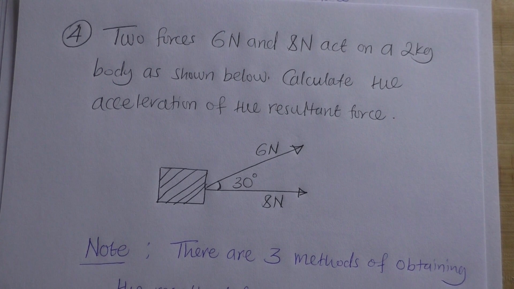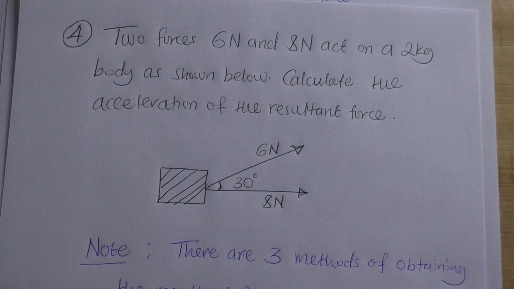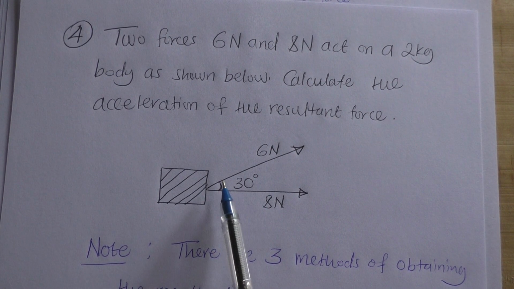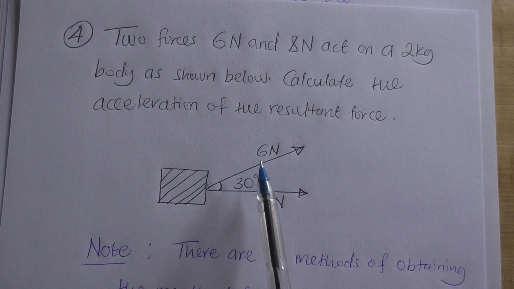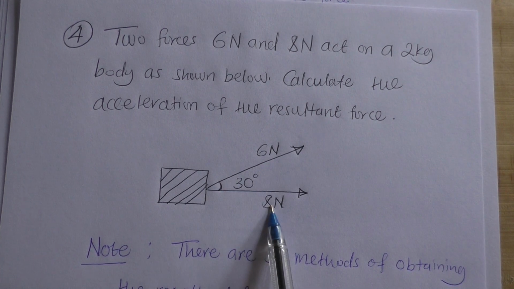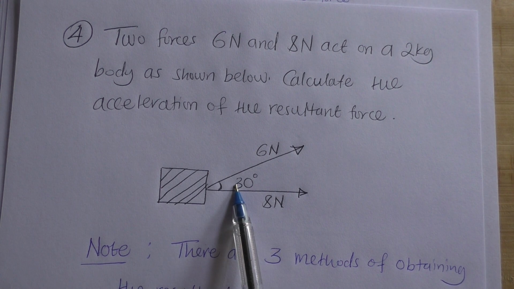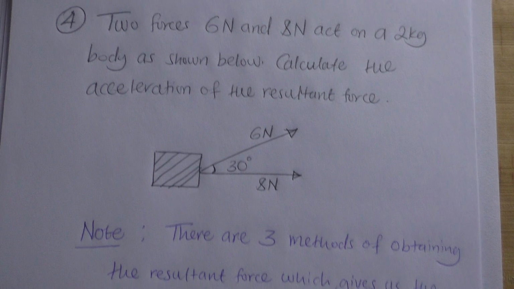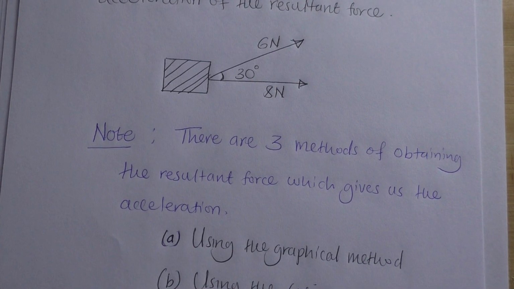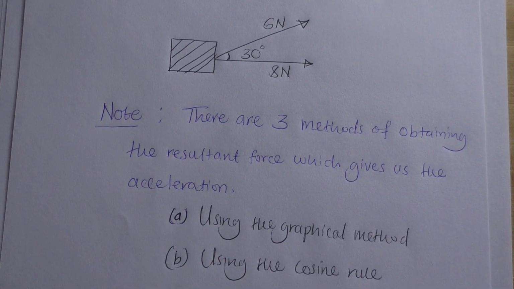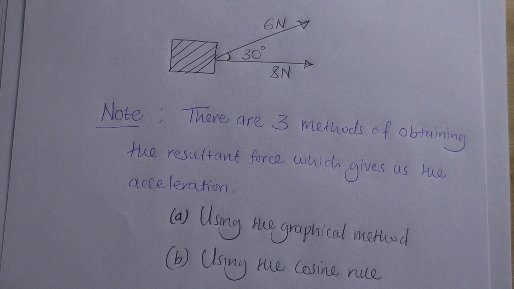So we have two forces, 6 Newton and 80 Newton, acting at an angle of 30 to each other. Now, for such a setup, there are 3 ways of obtaining the resultant force, which will give us the acceleration.